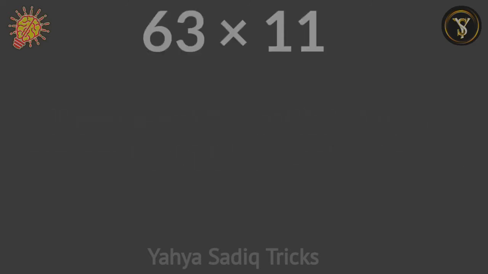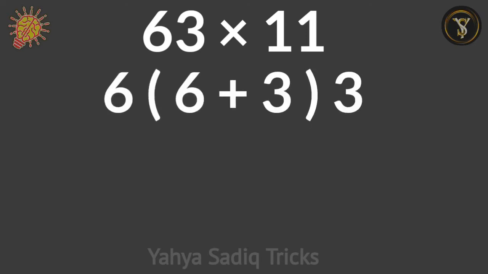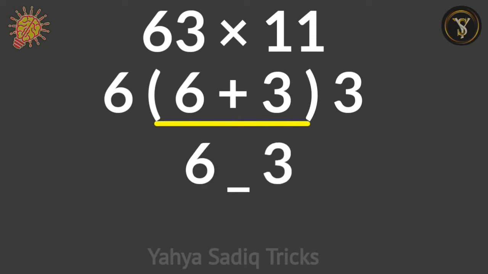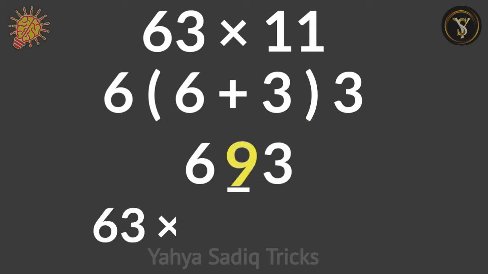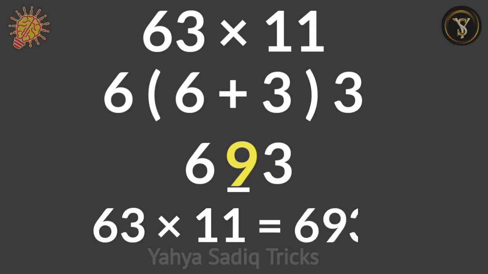For suppose 63 multiplied by 11. First of all, we have to add 6 and 3 in the center of 63. So 6, bracket 6 plus 3 bracket close, and 3. We should leave a gap between 6 and 3. So 6 plus 3 is 9. 693. So 63 multiplied by 11 is equal to 693. This is the final answer.